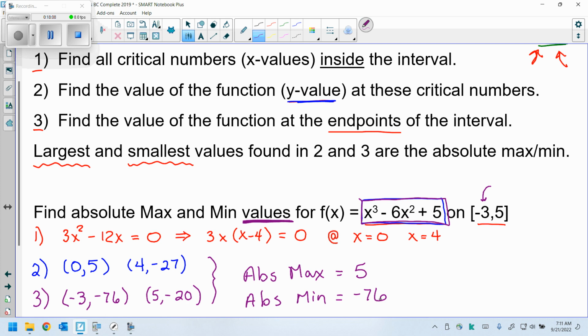All right, let's take advantage of an opportunity to practice some of these skills on maxes and mins.